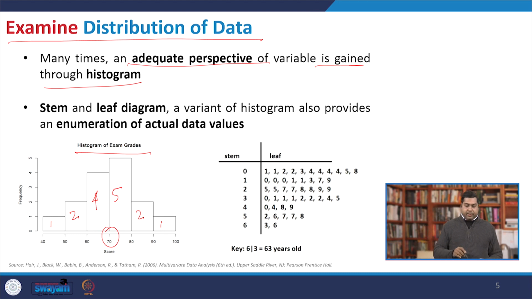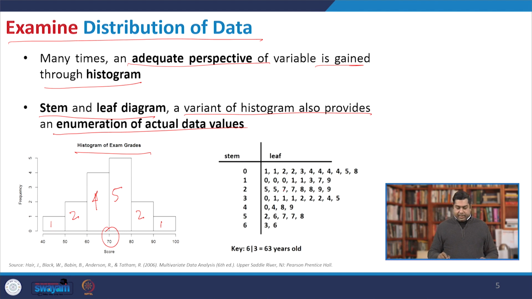Now, similarly there is another alternative also, which is the stem and leaf diagram. It is again a variant of histogram. It also provides the enumeration of actual data and the values, and this is very interesting. Some of you must have done it maybe in your early classes, or maybe in your school days, but let us understand it once again.